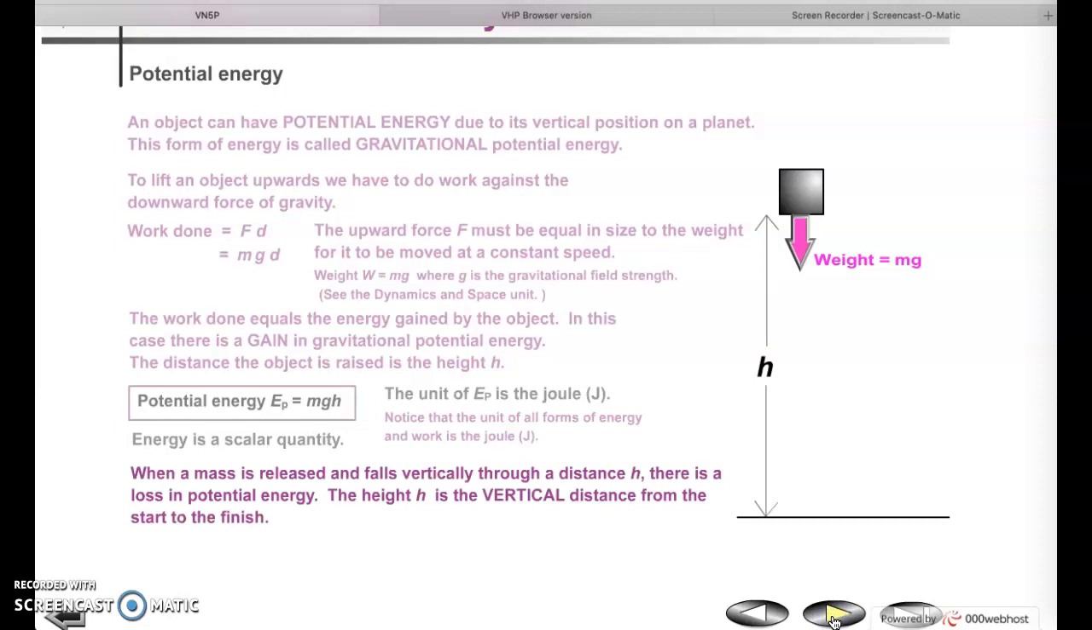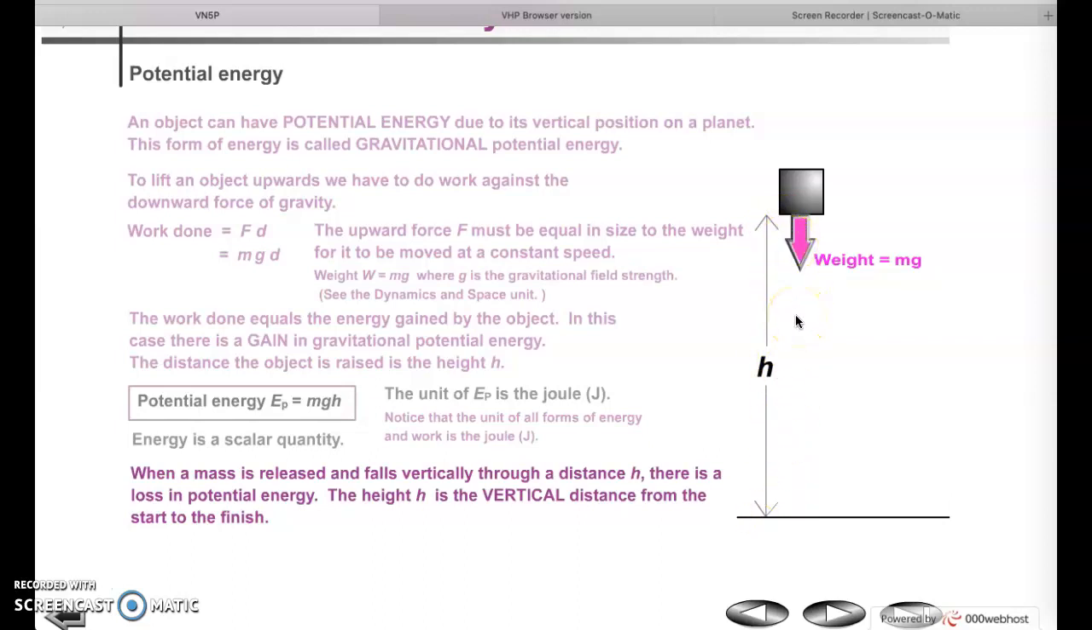And if you then let that object release and fall back down, then you will get that energy back. Now notice that in this experiment, the starting point might be a desk that you were working at in a class, and so you just define the height from that desk. But then you could say, well, I could drop it off the desk, and then you would get more potential energy released at that point.